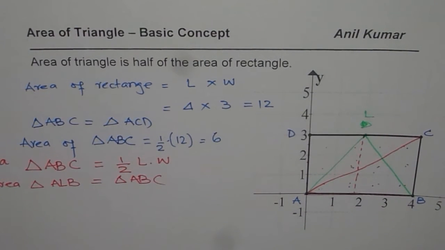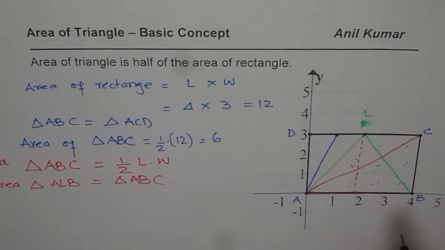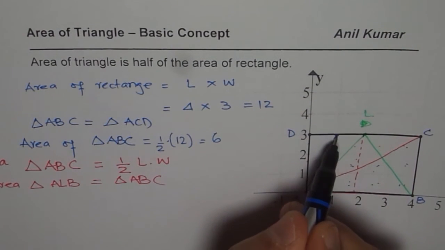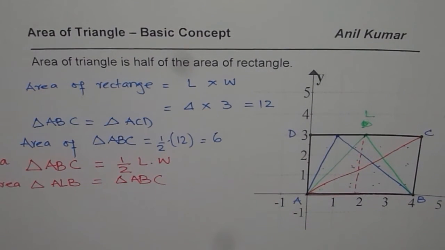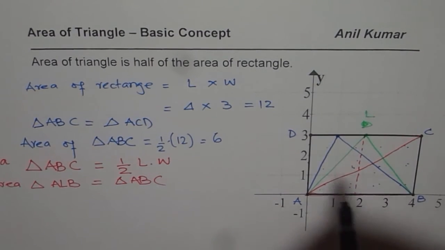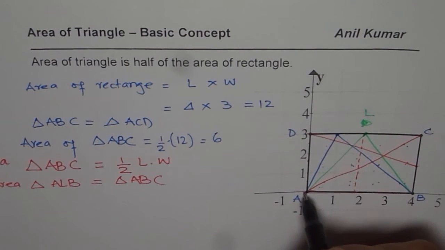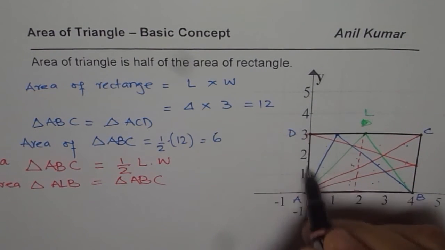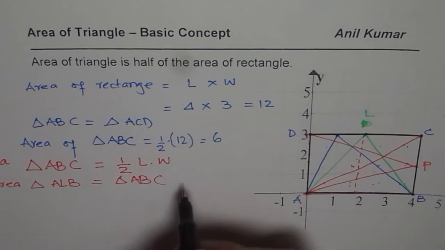How about if I had drawn it from, for example, this point? So I make another triangle which uses different points, but it is within that rectangle. You will find that this area is also the same. Not only that, even if I draw a triangle in this rectangle, joining these 2 points with some other point like this, that triangle, let's say P, even the triangle DAP has the same area.